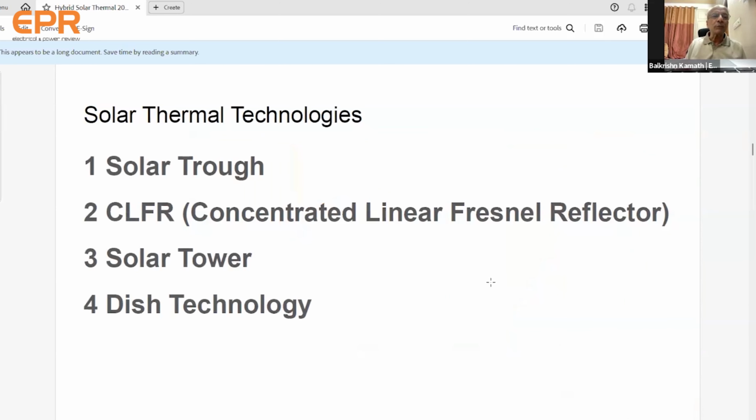Now we come to solar thermal. There are four kinds of technologies. Solar trough, we will see in a picture right now. The next is concentrated linear Fresnel reflector. These are a cheaper version, and we have used this technology at NTPC Dadri. The third is solar tower, and the fourth is dish technology.